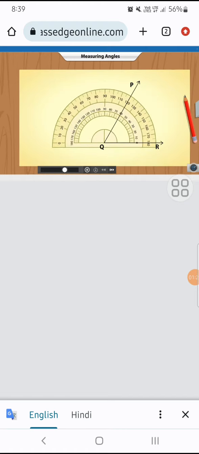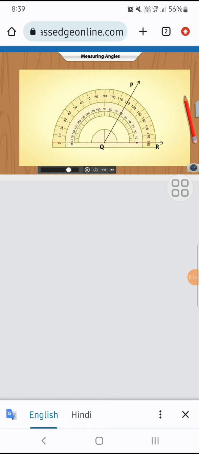First, we place the protractor over angle PQR such that the center point of the protractor is exactly on the vertex Q. And the baseline of the protractor lies exactly on the arm QR.